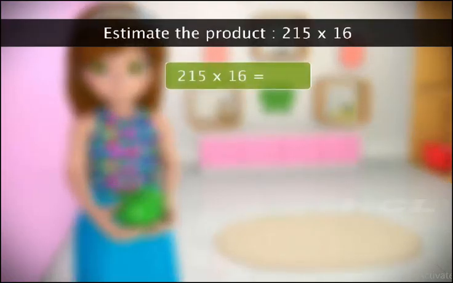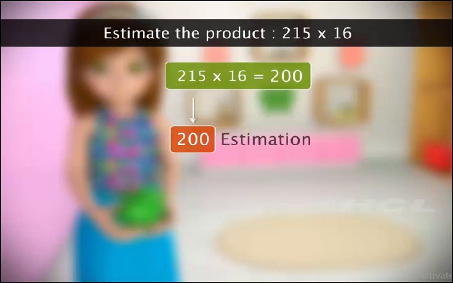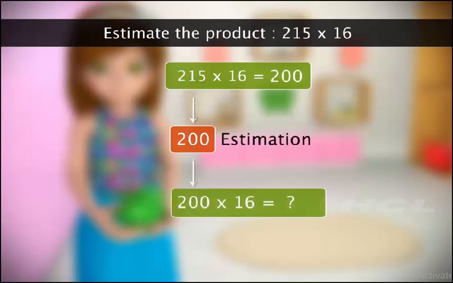Can you estimate the product of these two factors? To find the product, round 215 to the nearest hundred and multiply it by 16. The nearest hundred to 215 is 200. How many is 200 multiplied by 16?